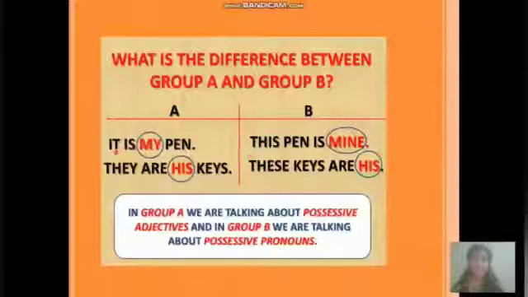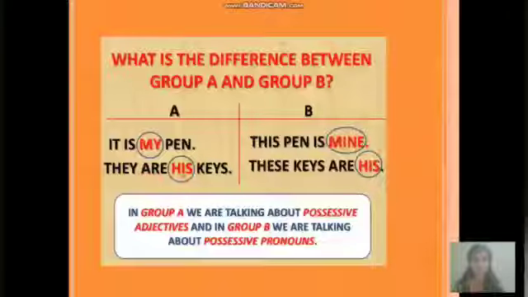Look at the example sentence. It is my pen. This pen is mine. So here in the first sentence, my is the possessive adjective because it is accompanied with a noun and it describes a noun. Whereas in the second sentence, this pen is mine. So here mine shows belonging or ownership and it is not accompanied with a noun. Instead, it is replaced with a pronoun. So mine becomes a possessive pronoun.